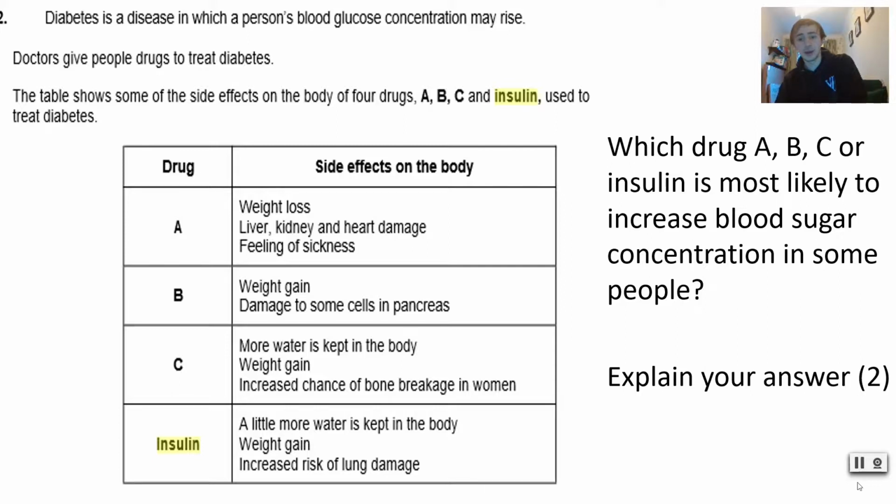Now, what we're looking at here is which of these drugs is going to affect sugar homeostasis. And we know insulin lowers blood sugar. So injecting insulin is not going to increase your blood sugar concentration. The only other thing that matters here is the fact that B damages some cells in the pancreas. If we're damaging our pancreas, we're not going to release the right hormones, and that is going to increase your blood sugar concentration. So the answer is B, because the pancreas controls blood sugar homeostasis.